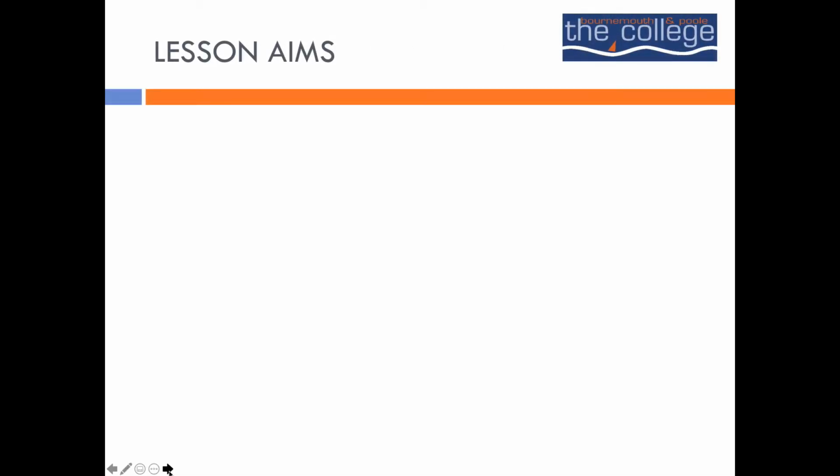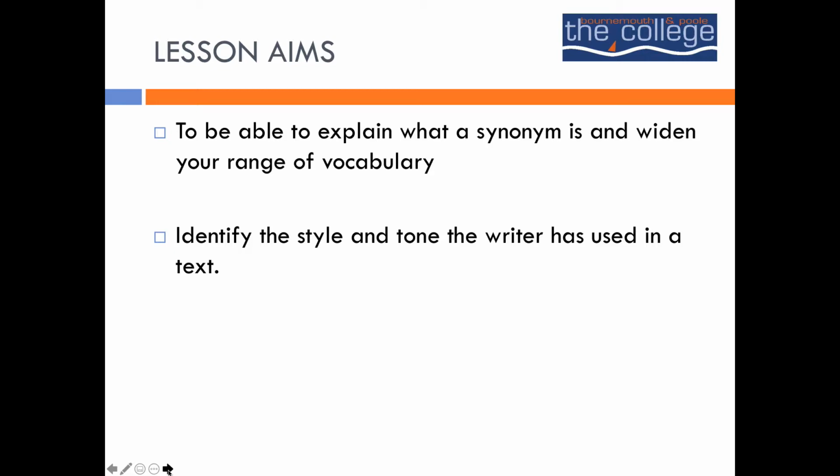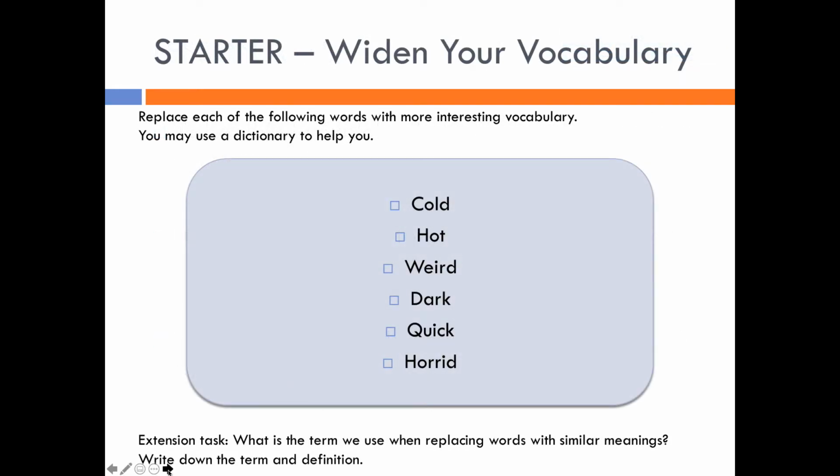Okay, so the aims of today's lesson. We're going to look at ideas of synonyms, widening your range of vocabulary. We're going to think about style and tone. We're going to look at not a past paper, but some practice questions about vocabulary for level 2, as it says here, but I've also got some for level 1 if that's the level you're studying.